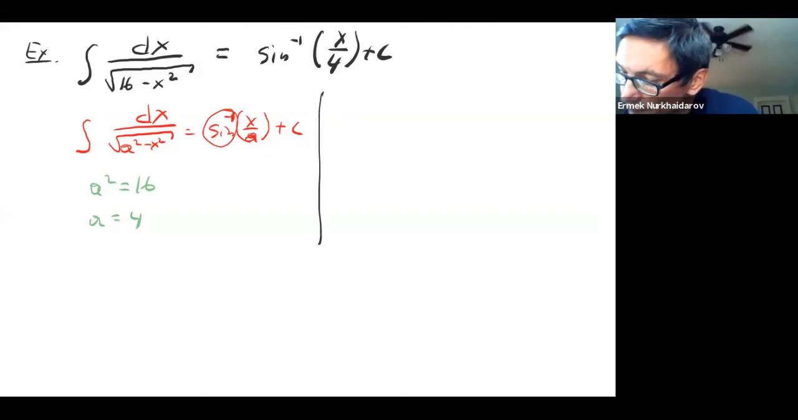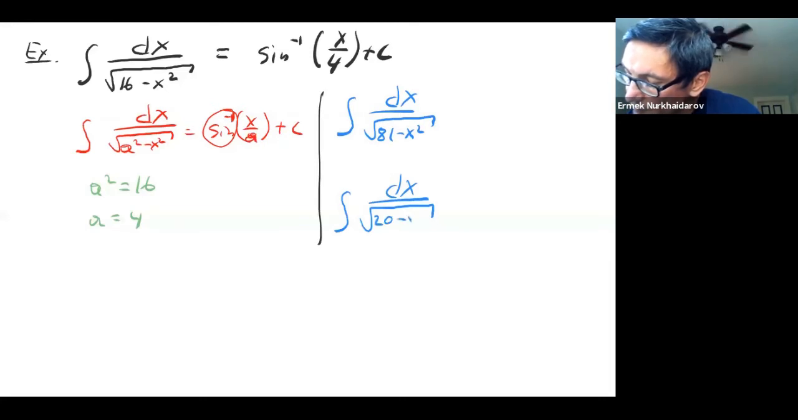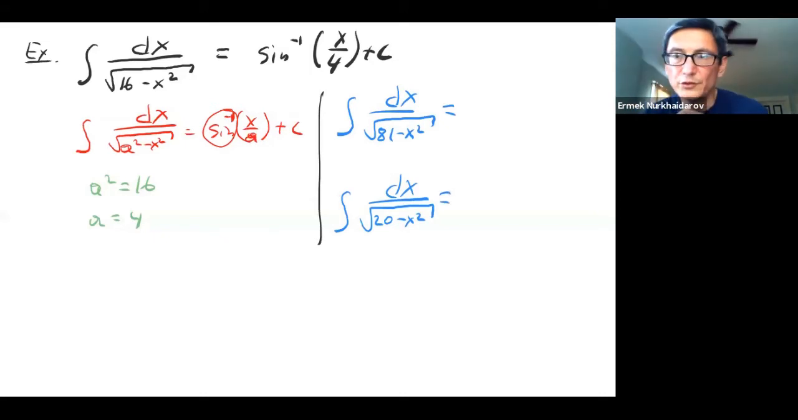In a similar fashion, can you do the integral dx of the square root of 81 minus x squared? And the integral dx of the square root of 20 minus x squared. Can you write down the answers for these two?